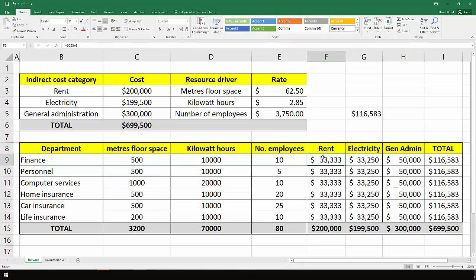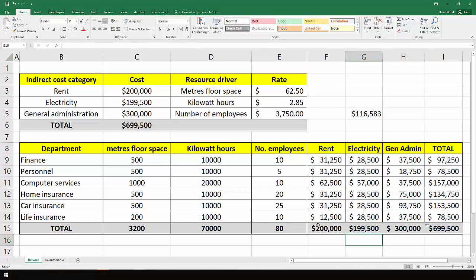So if we apply it this way, the rent is the floor space times the rate up here. The electricity is kilowatt hours times the rate. I didn't actually need to do what I did before. And general administration is the number of employees times the rate. And we'll take this down. And what we end up with is still 200,000, 199,500, 300,000. Still end up with the 699,500, but you can see all the totals are quite different.